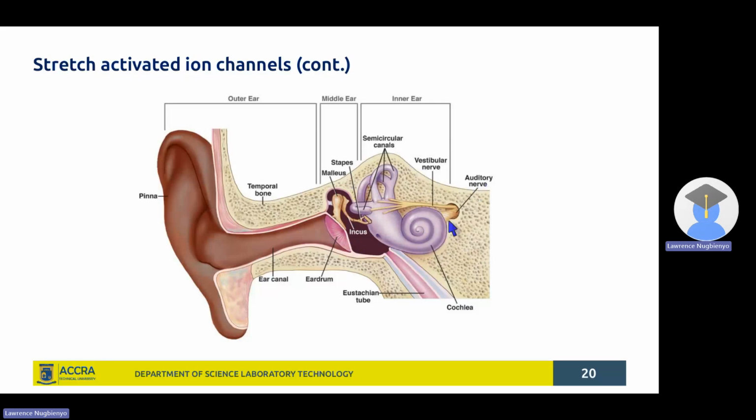Or you can have damage of the auditory nerve itself, meaning that even if all these parts of the ear work well, but the auditory nerve is defective and cannot carry the signal to the brain, then there will also be impairment to hearing. So with this, you can actually relate to the different forms of deafness that can occur.